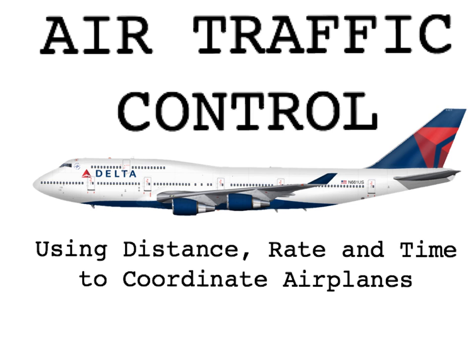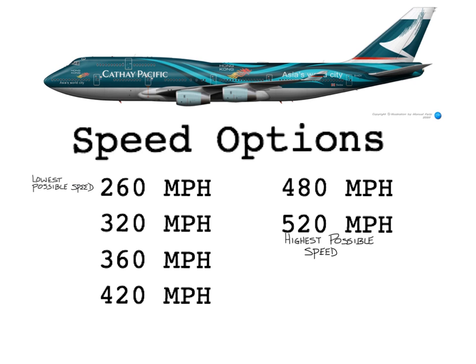Air traffic control using distance, rate, and time to coordinate airplanes. Alright, for these problems you only have these options for speed. You cannot choose anything else. That's part of the problem.